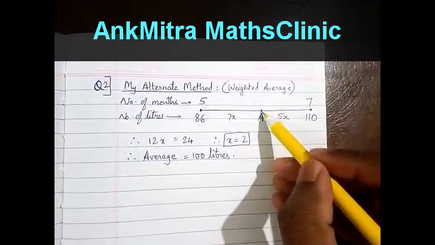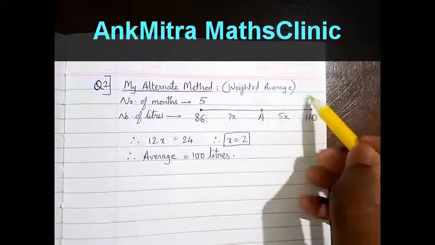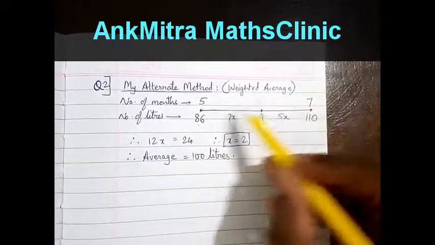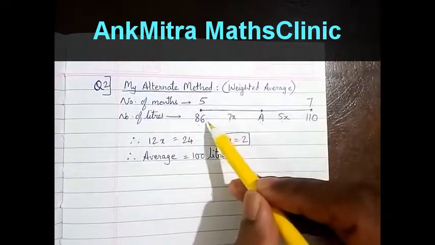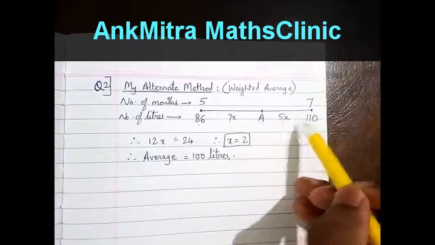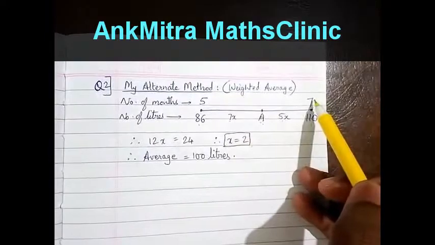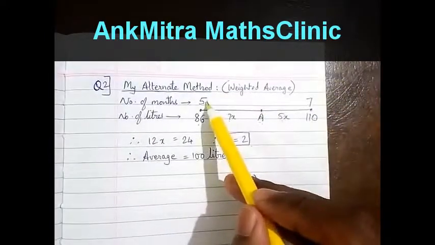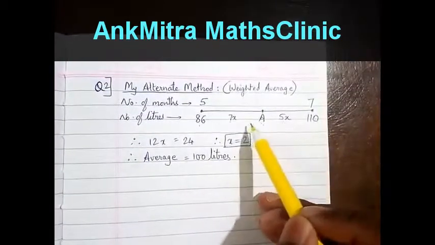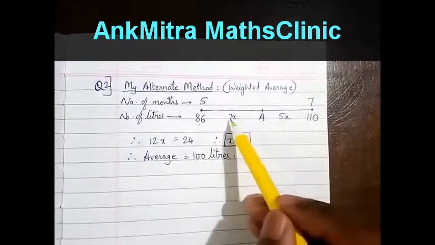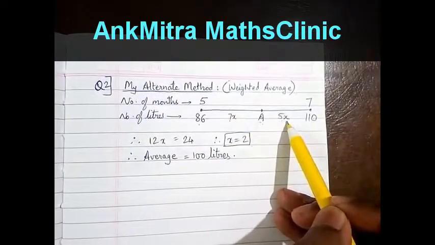So the overall average will be a number closer to 110 than 86, because the number of months for 110 is larger than the number of months for 86. And the ratio of the differences between 86 and the average and 110 and the average is exactly opposite to the ratio of the number of months distribution. Since this ratio is 5:7, the ratio of this difference and this difference will be 7:5. Therefore, this difference I have mentioned as 7x, this difference I have mentioned as 5x.